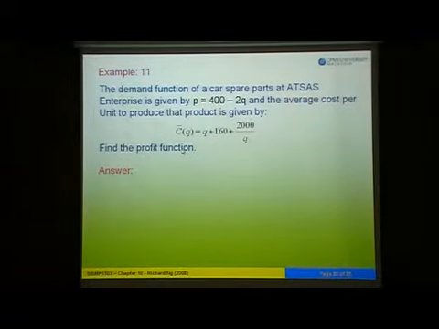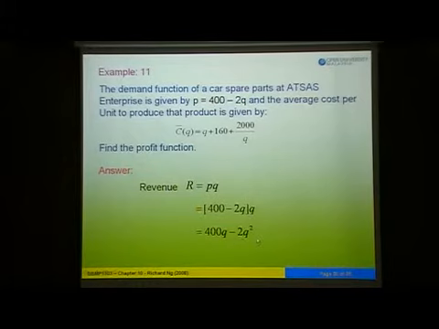So remember, profit equals R minus C. So first we need to find the function of R, and then next we need to find the function of C. Alright? So revenue is equal to P times Q. So P is given by 400 minus 2Q times Q. So the answer is 400Q minus 2Q squared.